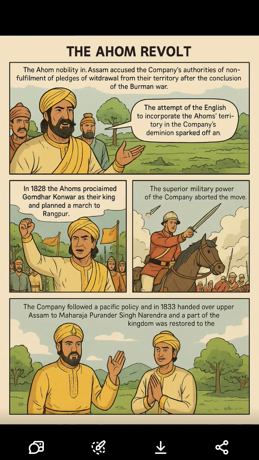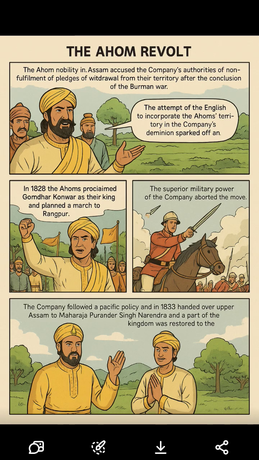3. Local pride and identity. It was a fight to save Assamese identity, royal tradition, and independence. 4. Lesson in strategy. The British used military force first in 1828 and peaceful diplomacy later in 1833. This became a common method in British rule.